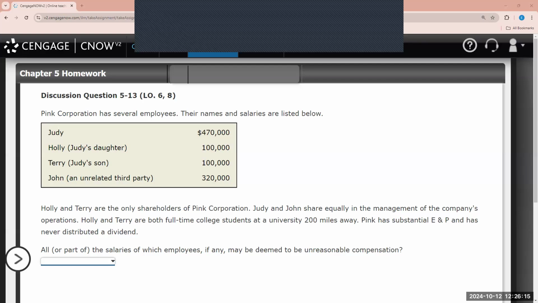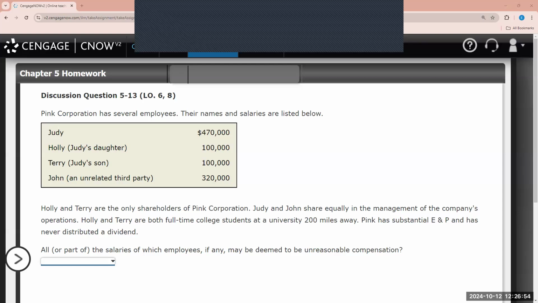So there are some key things to keep in mind. A salary payment to a shareholder employee that's deemed to be unreasonable compensation is often treated as a constructive dividend, and as a result, it's not deductible by the corporation. So in determining the reasonableness of salary, there are a number of factors that are considered. What is the employee's qualifications? You compare the salaries with dividend distributions. What are the prevailing rates of compensation for comparable positions in comparable businesses? What's the nature and scope of the employee's work?